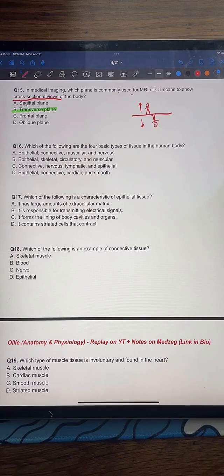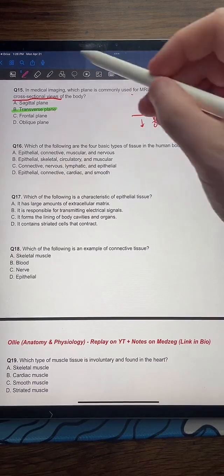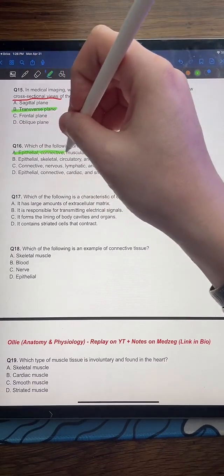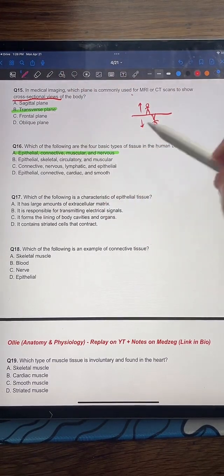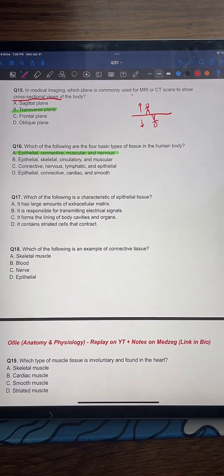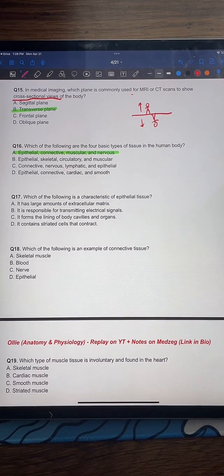But number 16, the answer is A. It is our epithelial, our connective, our muscular, and our nervous tissues. Those are the 4 basic types of tissues that you'll learn about and need to know. And then they have their different subtypes as well.